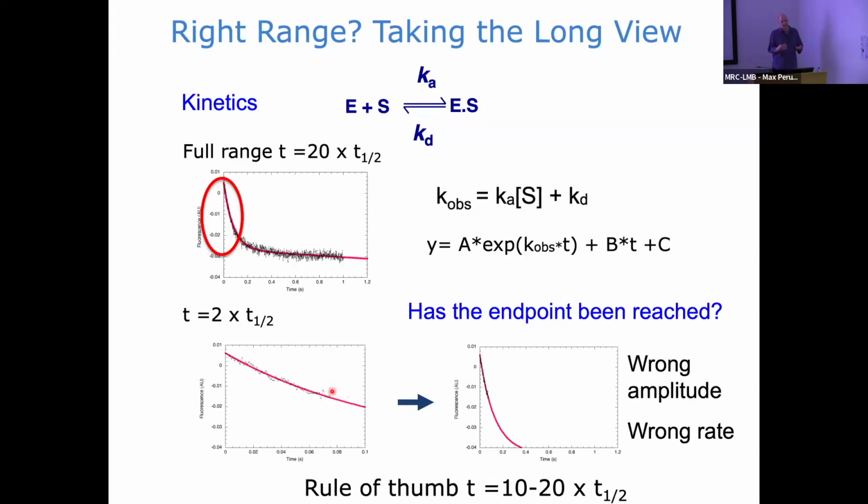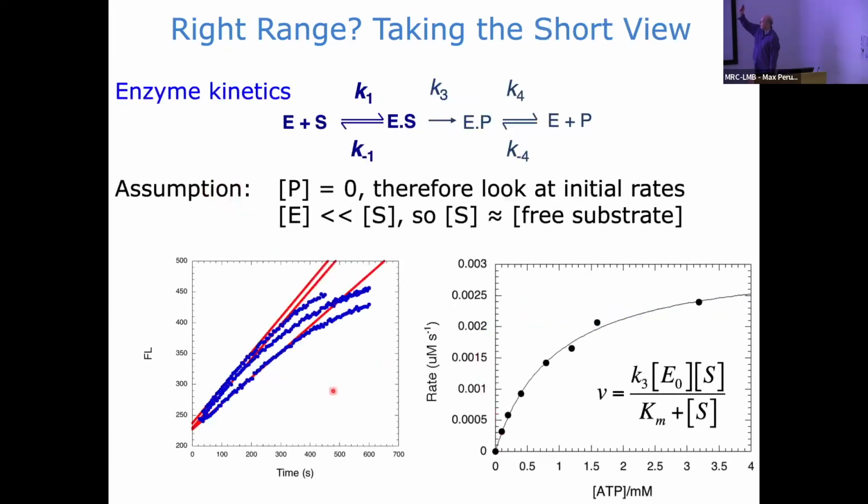So the rule of thumb in this case is like 10 to 20 fold the T1/2. Enzyme kinetics, it's the other way around. If you're wanting to do mechanical kinetics, you're just assuming that there's no product and that the enzyme is at a much lower concentration than the substrate. So the substrate concentration is basically free, and you're only looking at the initial rates here, because hardly any product has been made.